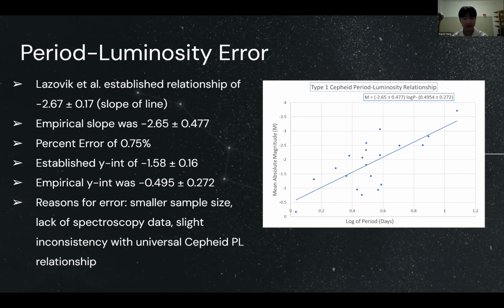Finally, another reason for the error is that studies have shown that there can be a slight inconsistency with the Cepheid period luminosity relationship depending on where they are in the galaxy. So the Cepheids in our galaxy may demonstrate a slightly different relationship from Cepheids in another galaxy. However, this discrepancy isn't big enough to discount their usage in calculating distances, so we still use Cepheids.